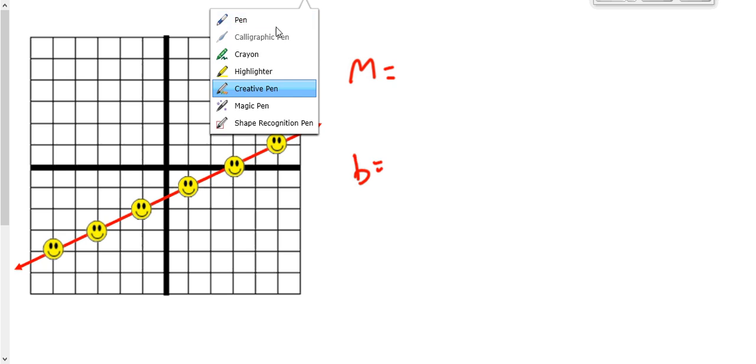See another one right there. Another one right there. Another one right there. So any 2 of these points would work. So let's say we just pick this one and that one. I go up 1, right 2, up 1, right 2. There's our slope.